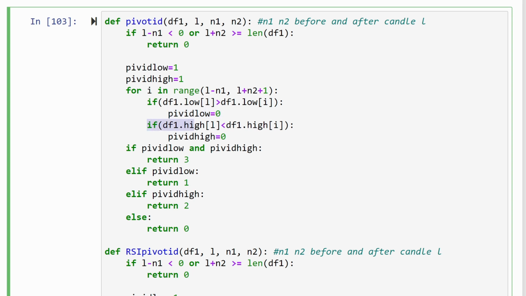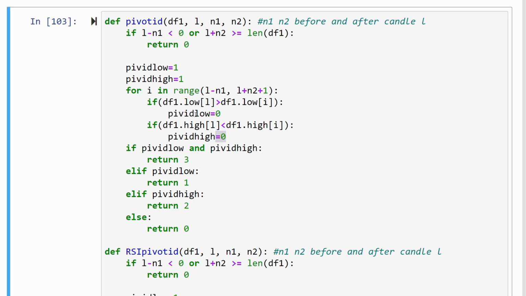Same thing, I'm testing if any higher value is present in the neighborhood of the candle ID L, which is the candle I'm testing. If it's the case, then this particular candle is no longer the highest value or the highest candle of its neighborhood. And in this case, it's not considered a pivot point, and therefore the pivot ID high is equal to 0.